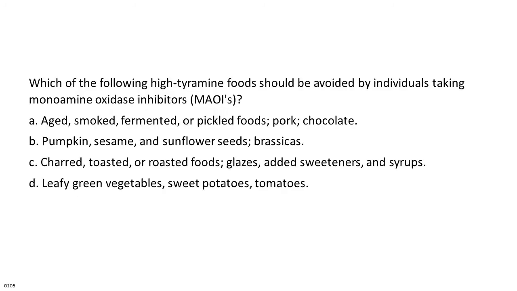Which of the following high tyramine foods should be avoided by individuals taking monoamine oxidase inhibitors, MOIs? A. Aged, smoked, fermented, or pickled foods, pork, chocolate. B. Pumpkin, sesame, and sunflower seeds, brassicas. C. Charred, toasted, or roasted foods, glazes, added sweeteners, and syrups. D. Leafy green vegetables, sweet potatoes, tomatoes.